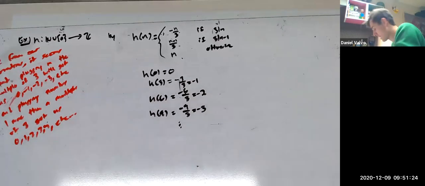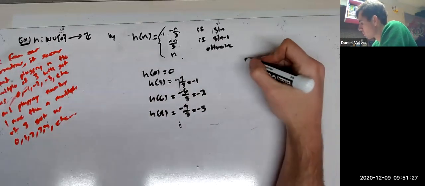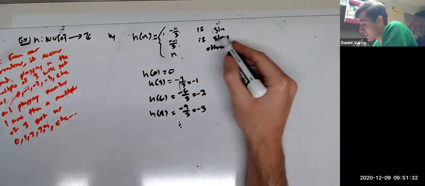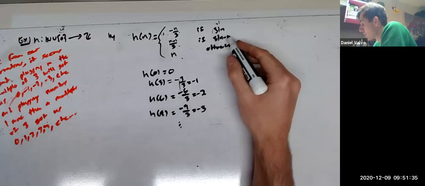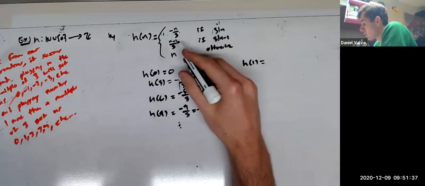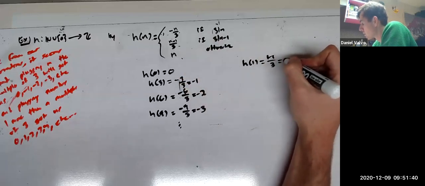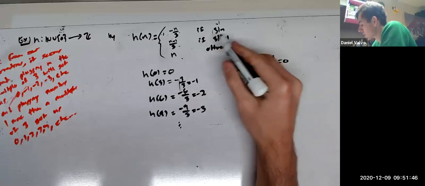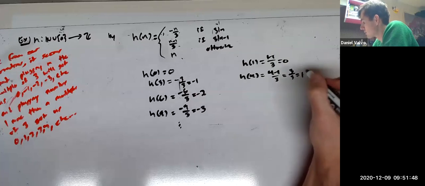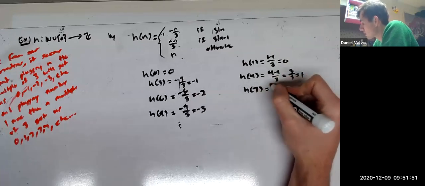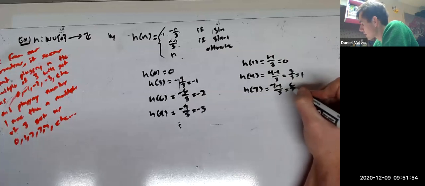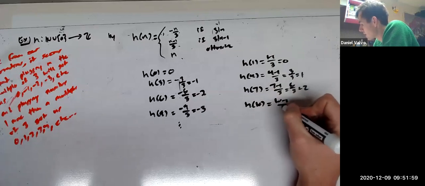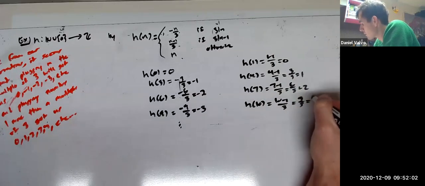Now, if we consistently plug in the numbers 1 more than a multiple of 3, now we're in this case. Every number 1 more than a multiple of 3 can subtract 1 and be divisible by 3, so we're in this case. So H of 1, for example, 1 minus 1 is 0, 3 divides 0, so we get 1 minus 1 over 3, which is 0. H of 4 gets us 4 minus 1 over 3, which is 3 over 3, which equals 1. H of 7 gets us 7 minus 1 over 3, which is 6 over 3, which is 2. H of 10 equals 10 minus 1 over 3, which is 9 over 3, which equals 3.